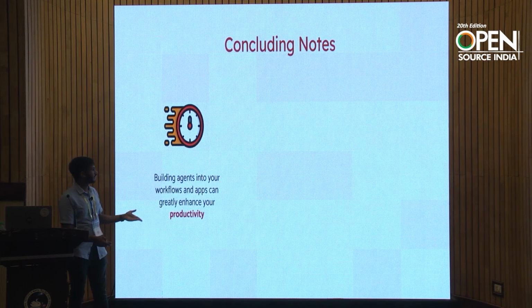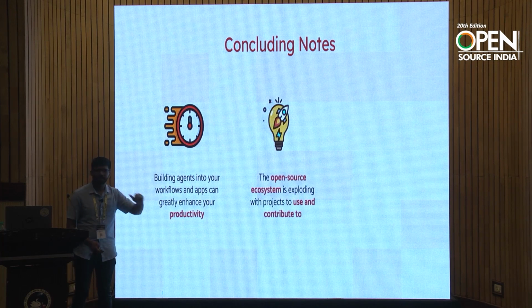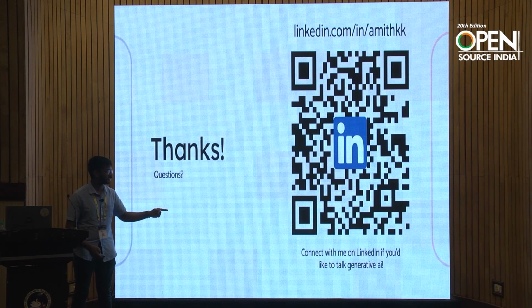And finally, concluding notes. Building agents into your workflows makes your work faster, makes you do more efficient work. The open source ecosystem is thriving, available, tools are there. You can use them and please contribute to them as well, so you can push the state of the art. Finally, you don't need to be an AI ML expert to leverage this. Start leveraging LLMs today and start making your products awesome.